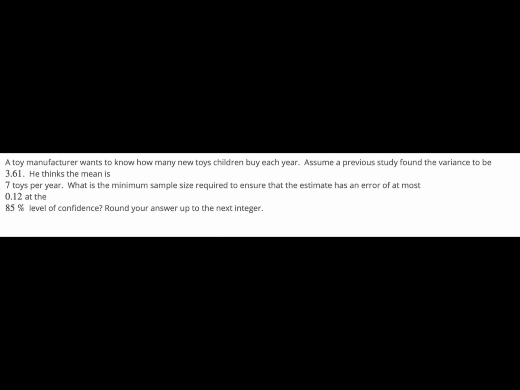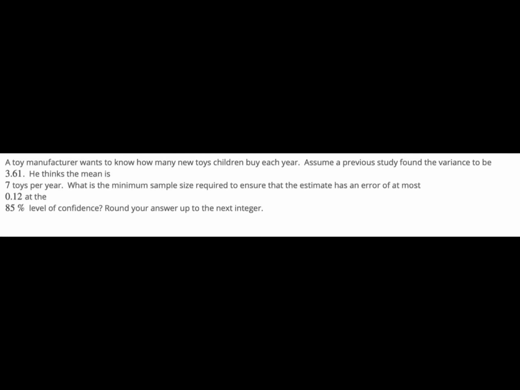So this is another type of problem that you can have, and again it's looking at the Z values, a Z interval problem, a confidence interval problem, but now it's asking you for something slightly different. So this says that a toy manufacturer wants to know how many new toys children buy each year. Assume a previous study found that the variance is 3.61. Remember, whenever we deal with these confidence intervals, we want the standard deviation, which would be the square root of that 3.61. Now it says he thinks the mean is 7 toys per year.